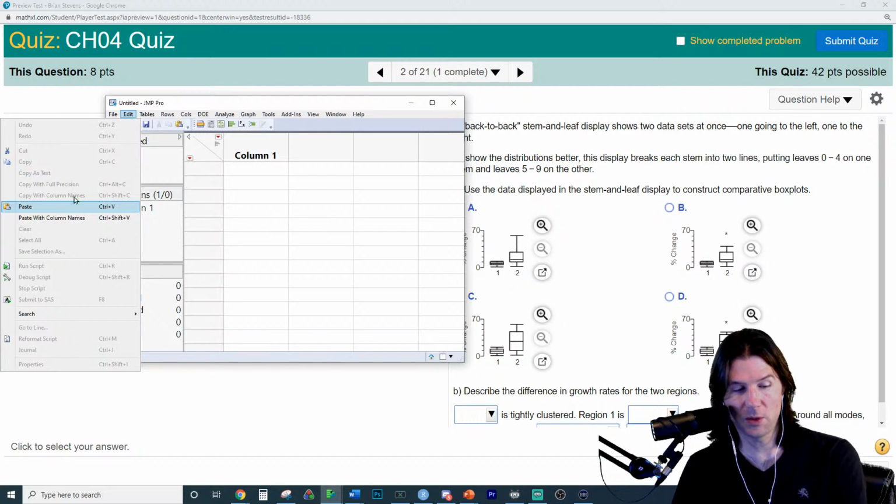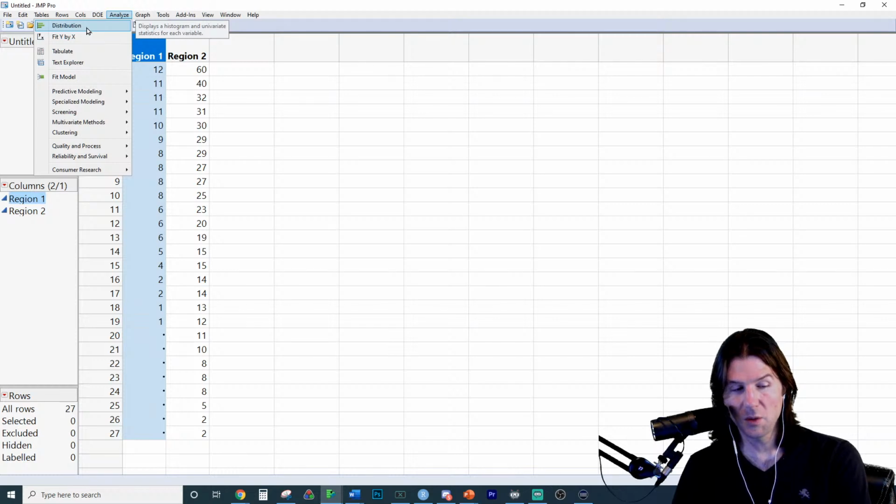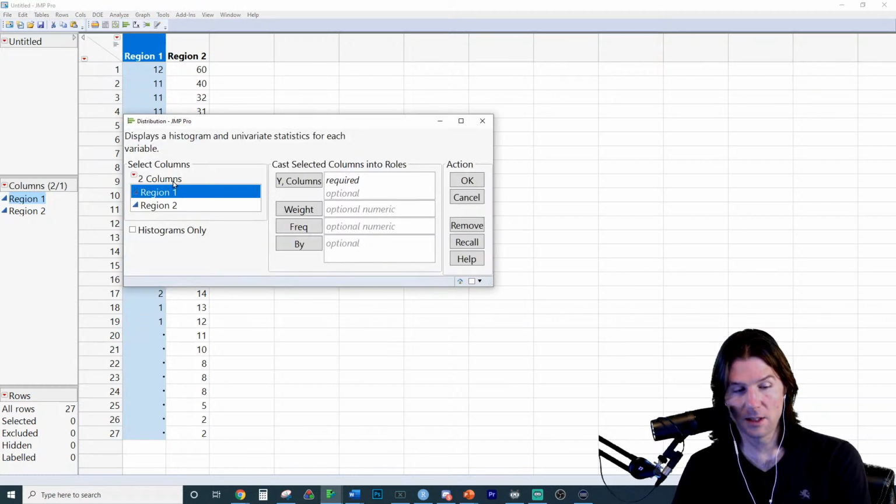I'm going to go edit, paste with column names. And then what you have to do right here, there's a few ways. We'll do it the easy way. The easy way of doing this is going to be analyze distribution and put both of them in here.